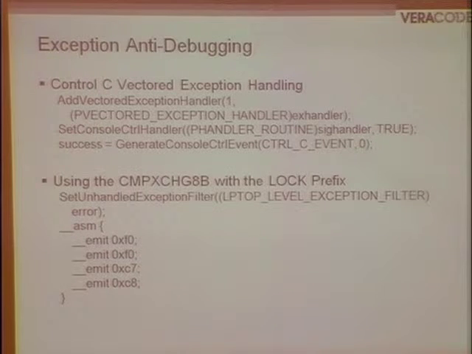So what we do in the code is we register a signal handler and we register an exception handler, a vectored exception handler, which goes first in that chain, okay? And essentially, we trigger a Control-C by executing the generate console control event. And depending on whether our signal handler is called or our exception handler is called, we know whether a debugger is hooked or not.